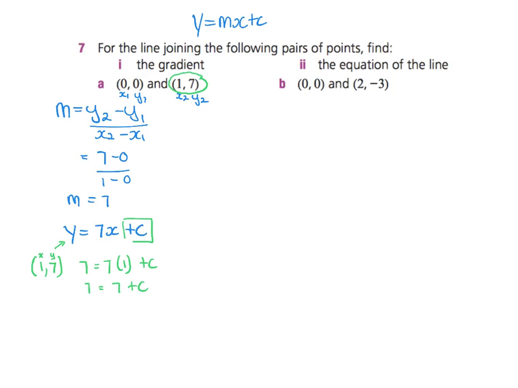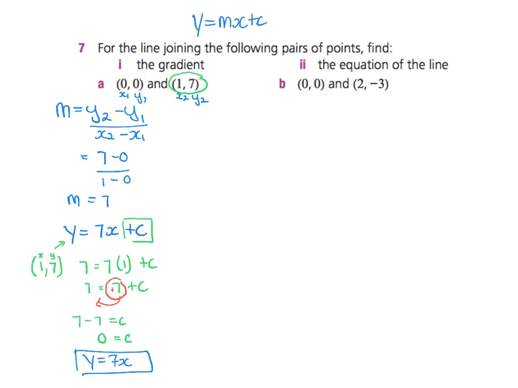Now, who can remember, what do we do if we're moving this positive 7 over an equal sign? What will it do? It'll become a negative. Good. So you end up with 7 minus 7 equals c, which is 0. So you now know what c is, and it actually is 0. So the equation for this line is 7x. We can put plus 0, but we're not going to do that.